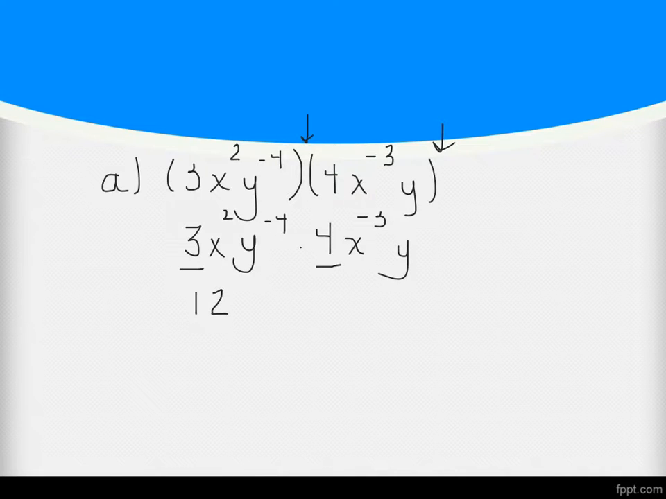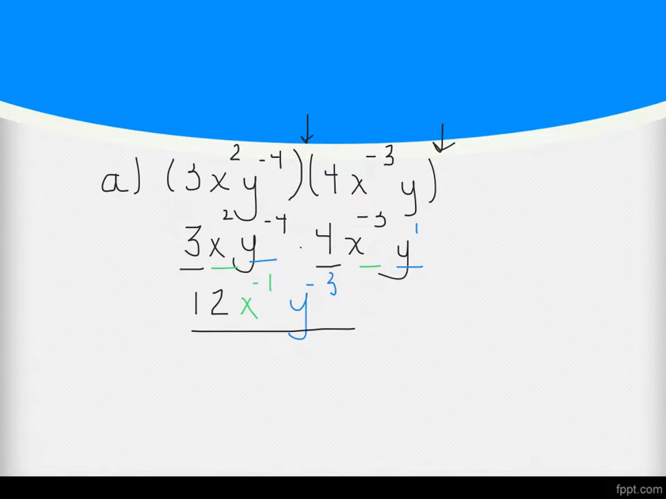And then I'm going to take the x's and multiply them together, and we know that this is a case in which we add those exponents. So 2 plus negative 3 is negative 1. And then finally I'm going to take the y's and multiply them together, remembering that this y has an exponent of 1. Here again we add our exponents, so negative 4 plus 1 is negative 3. But once again we're not finished because we have to get rid of our negative exponents.